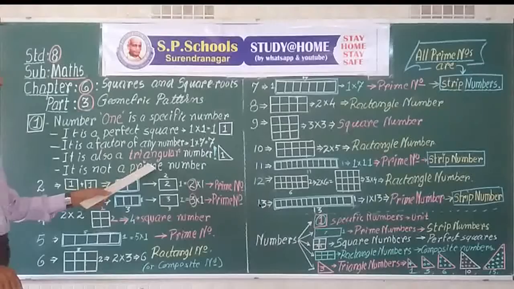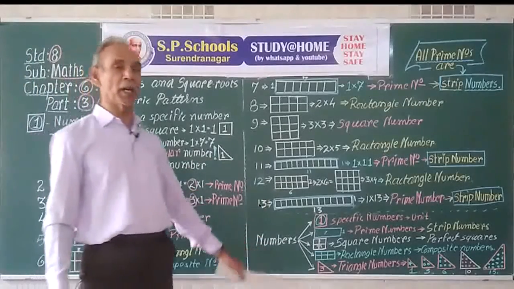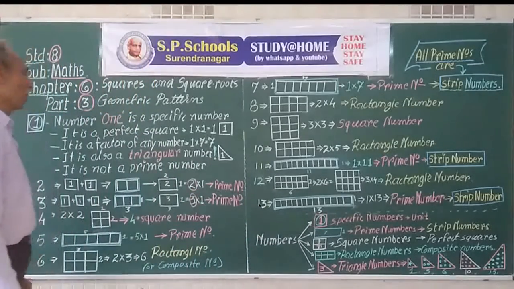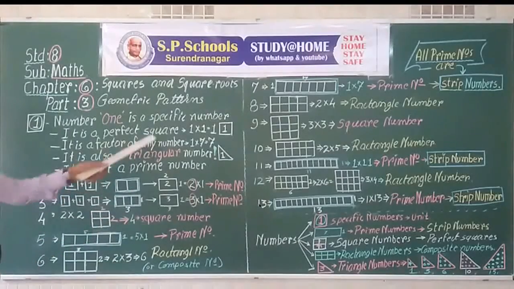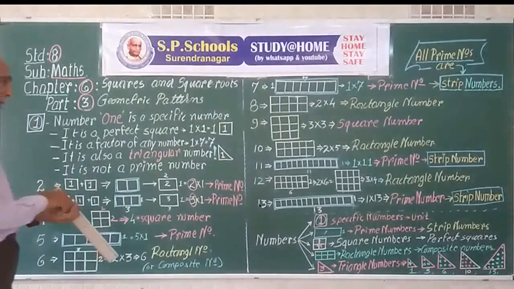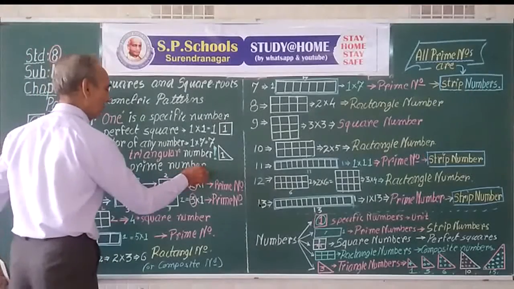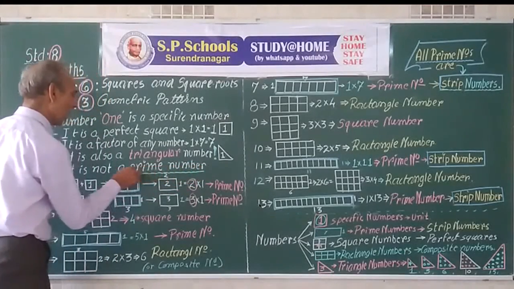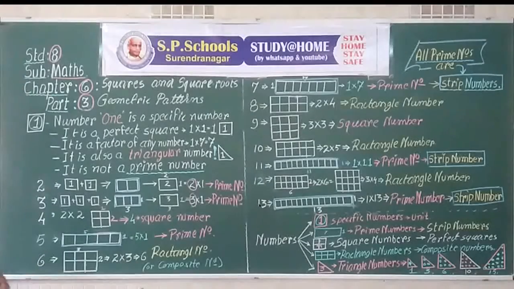1 is also a triangle number. We shall study this. What are triangle numbers? 1 is a square number, but 1 is not a prime number. Mark this well. 1 is excluded from prime numbers because it is not a prime.